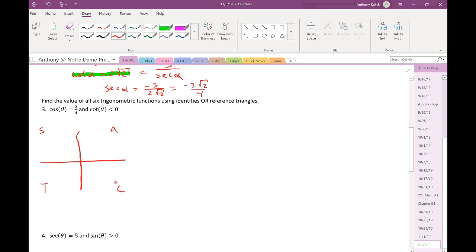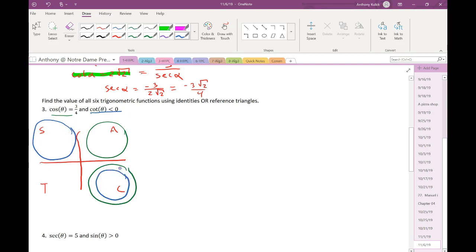So I have all silly turtles crawl here. Cosine is positive in the first and fourth quadrants. Cotangent is negative, the same places that tangent is negative, which would be the second and fourth quadrant. So what place is my answer in? The fourth quadrant. Okay.